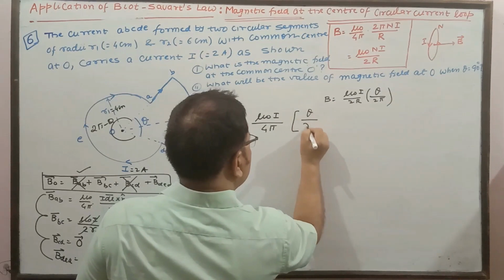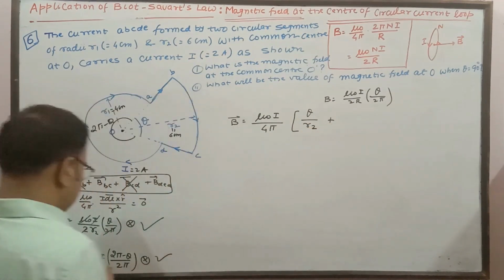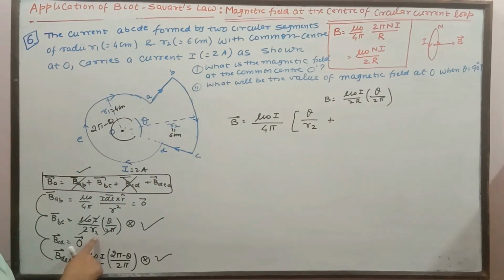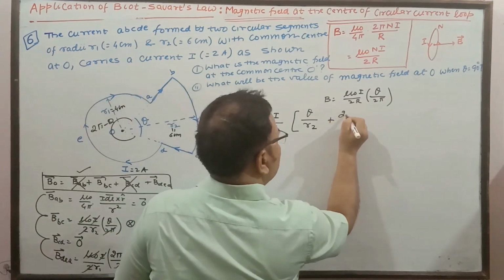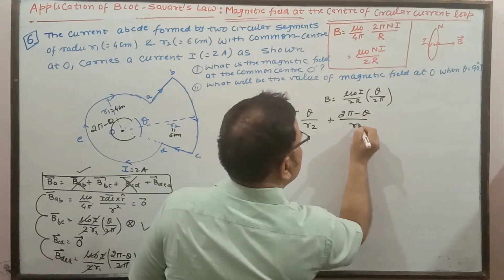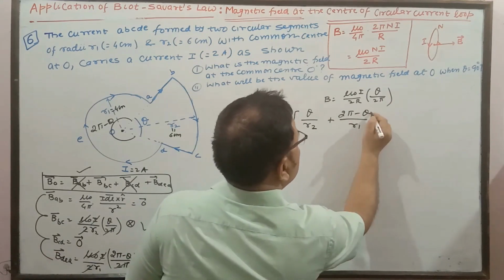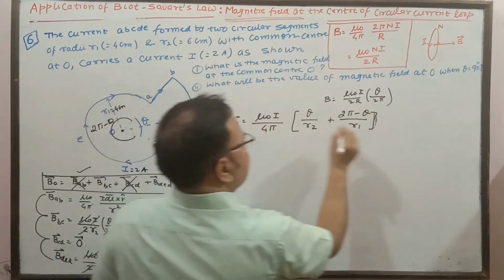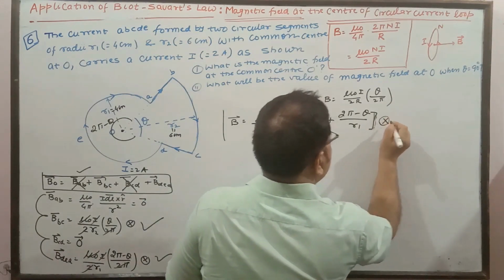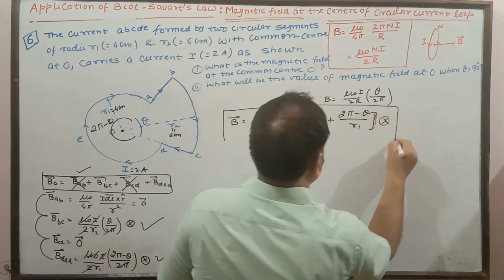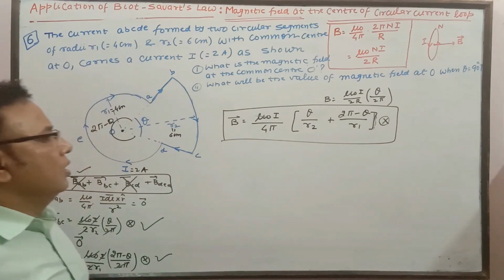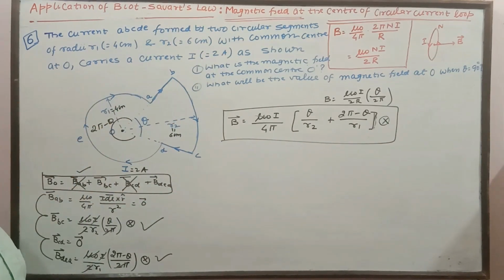This is theta by R2, and plus in this case, even here also mu naught I by 2 common and 2 pi also common. So 2 pi minus theta by R1. So this is 2 pi minus theta divided by R1. That is the magnetic field, and its direction remains same, so both are having cross, so it is inward. So this is the answer of the first part of the question.